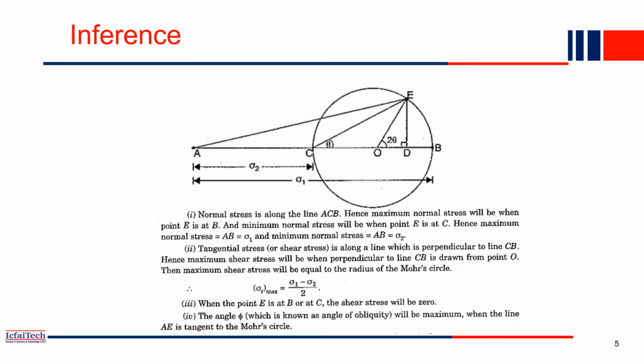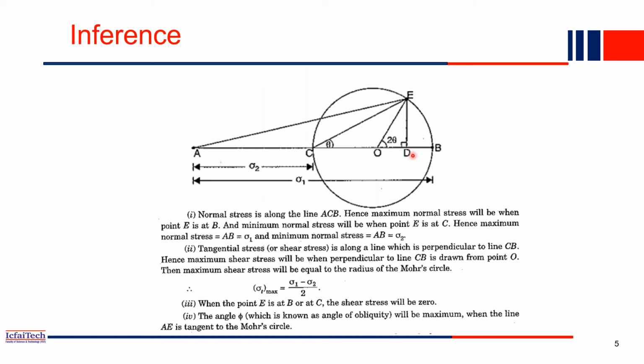So from this what can we infer? This is a Mohr's circle, the same example. The normal stress is always along the line ACB. So when will the normal stress be maximum? Normal stress will be maximum when theta equals 0. If you remember, the length of AD was the normal stress, right? So when will AD be maximum? When AD equals AB, it is maximum.